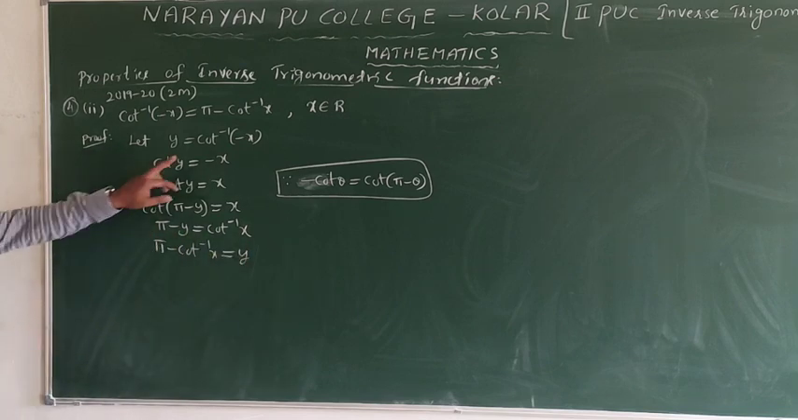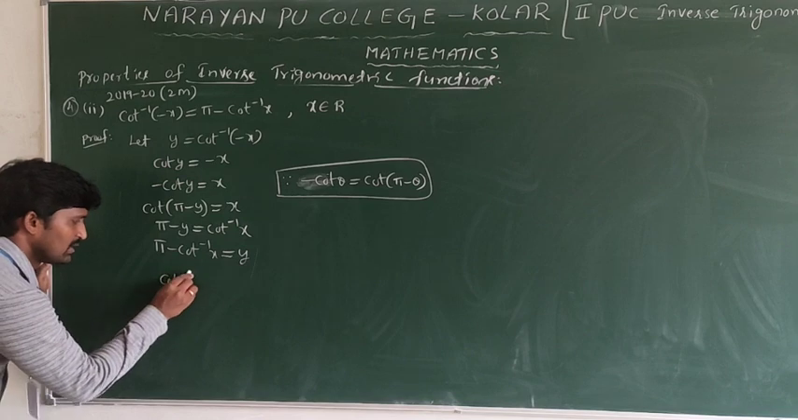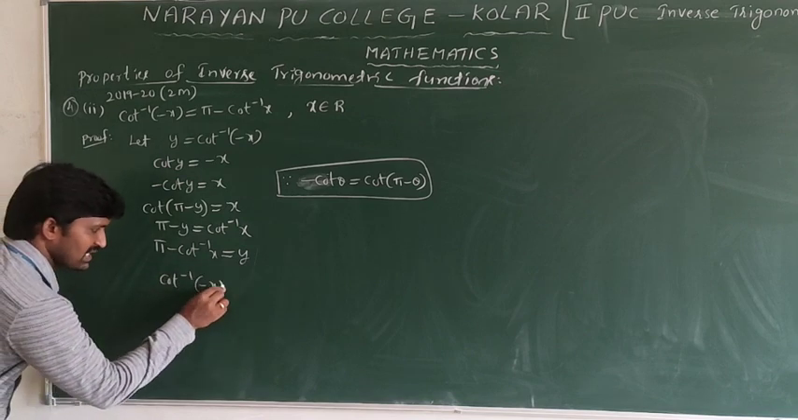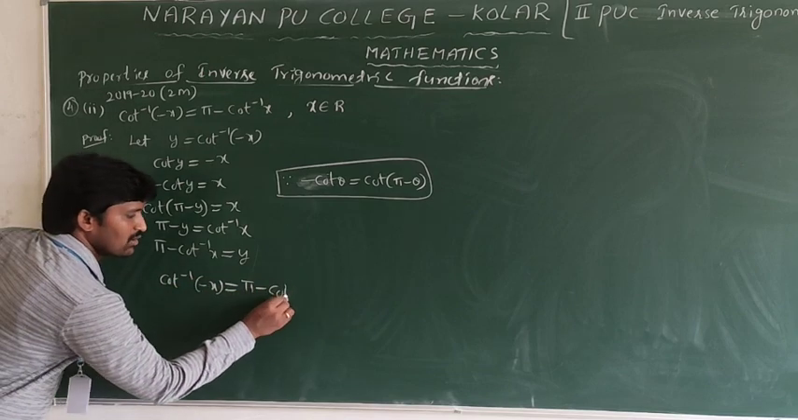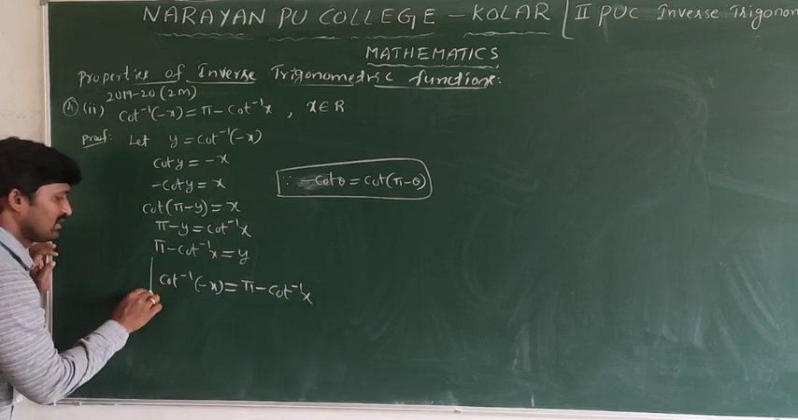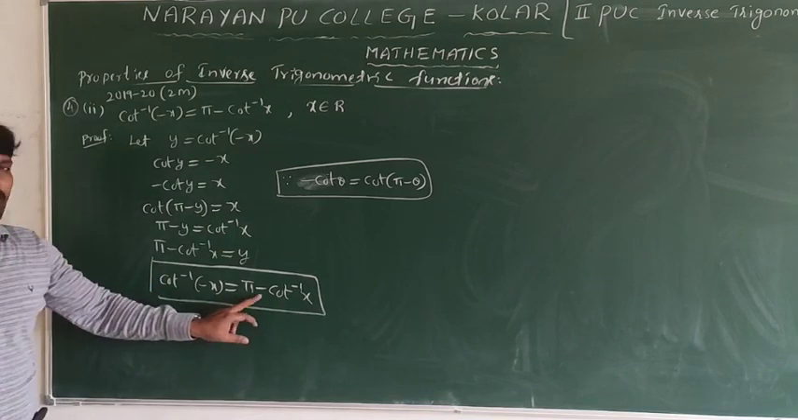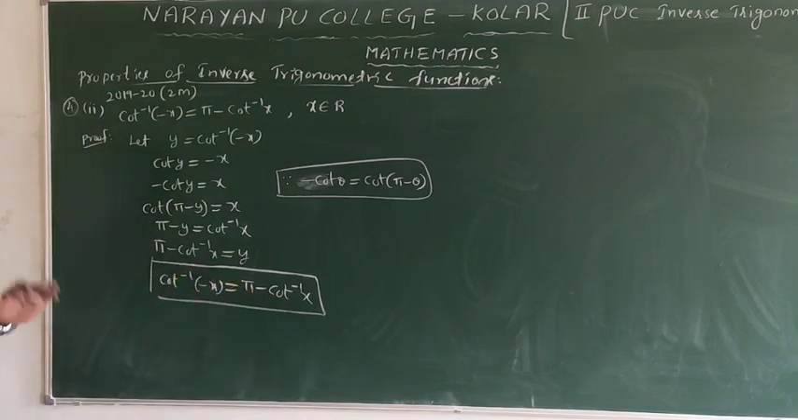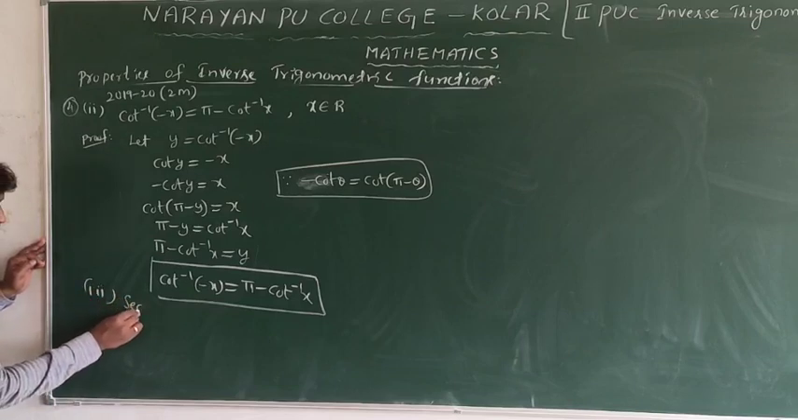And what is the y? Cot inverse of minus x. Finally we can write the y value is cot inverse of minus x, and what is it equal to? Pi minus cot inverse x. This is a simple proof, very easy. Cot inverse of minus x equals pi minus cot inverse x. Similarly, you can try this one. The third one is also very easy.